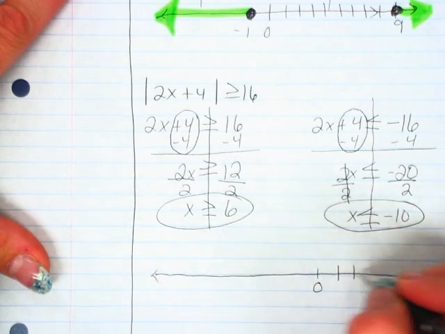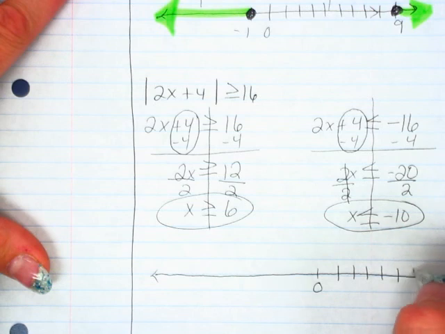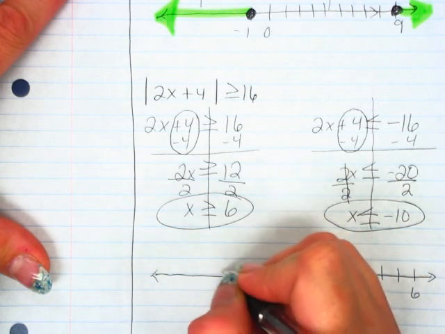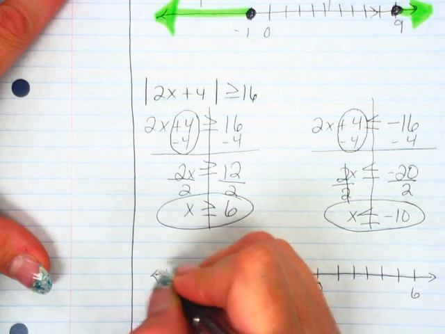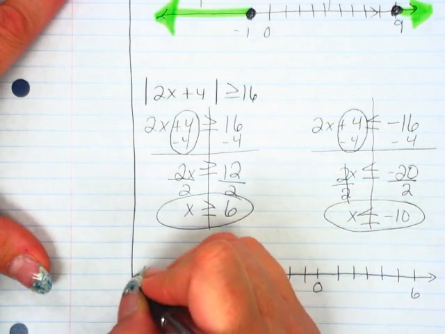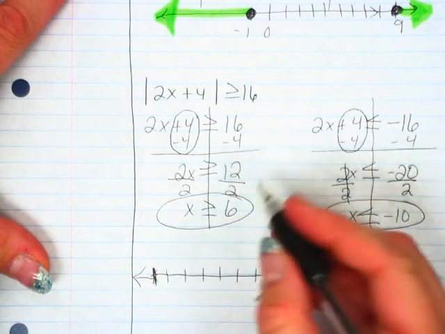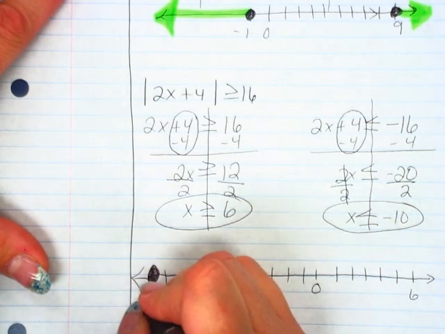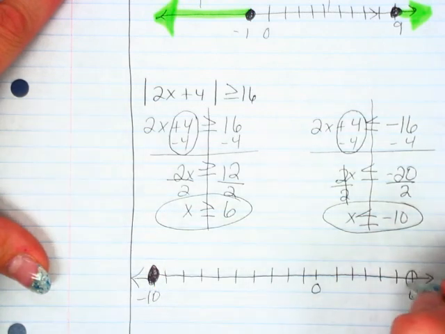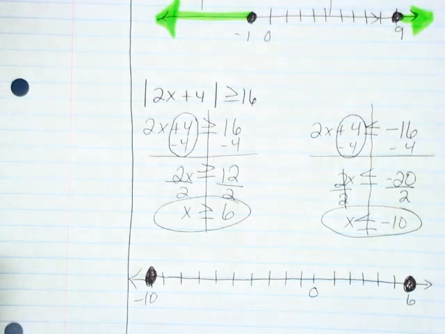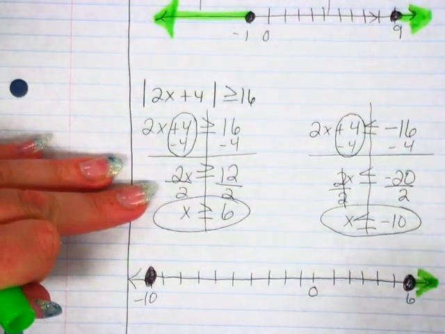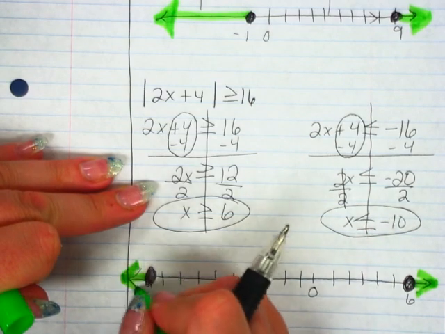So 1, 2, 3, 4, 5, 6 is right there. 1, 2, 3, 4, 5, 6, 7, 8, 9, and 10. So I'll move my line down there. All right, it has an equal sign, so it's a closed circle. X has to be greater than or equal to 6. So again, greater than 6 would go this way. And x is less than or equal to negative 10 is this way.